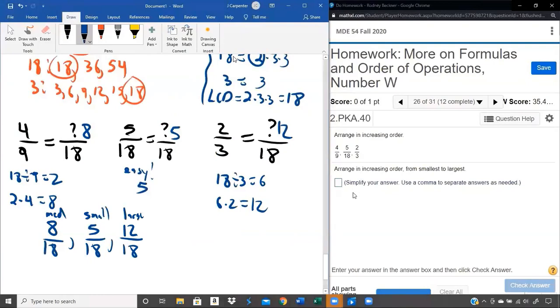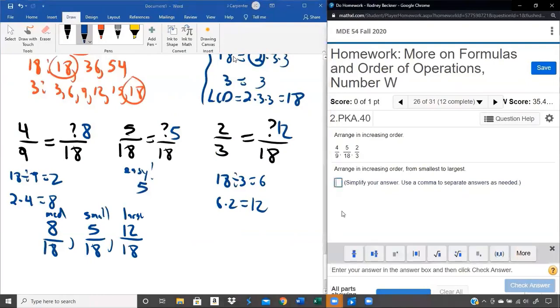But we're not supposed to write them that way. We're supposed to write them with the original numbers. So we have to know that 5 18ths was, well, the 5 18ths. Let's make a fraction. 5 over 18. You need to hit right, then a comma, because they said to separate by a comma. Then the next one would be the 8 18ths, which was really the 4 ninths.